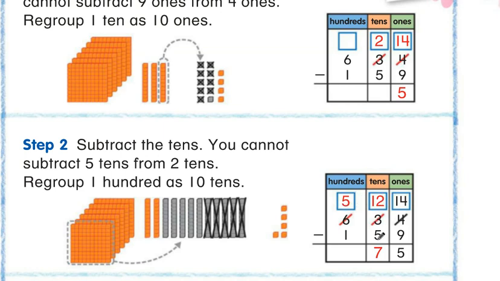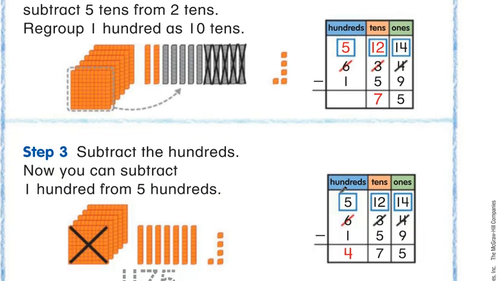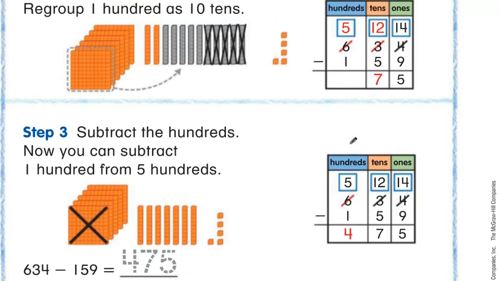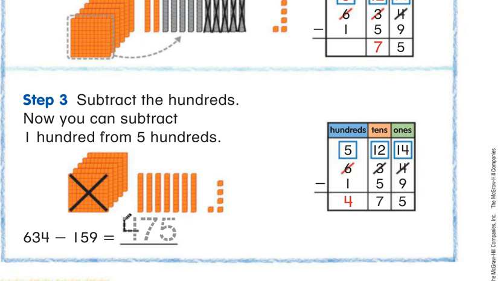So 12 minus 5 would be 7, and then we would have our 5 up here in the hundreds place. Step 3 is now we subtract the hundreds. So 5 minus 1 is 4. So our answer here would be 475.